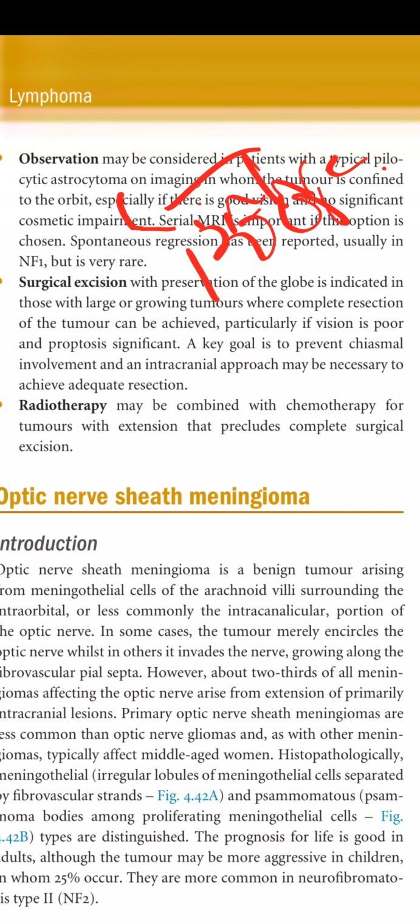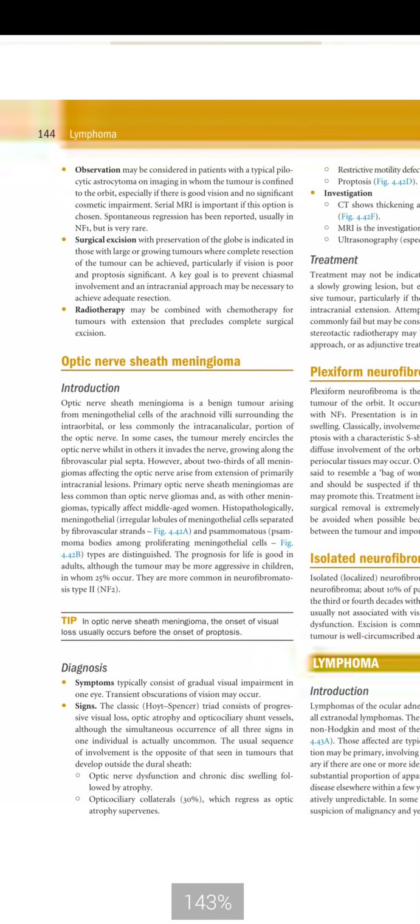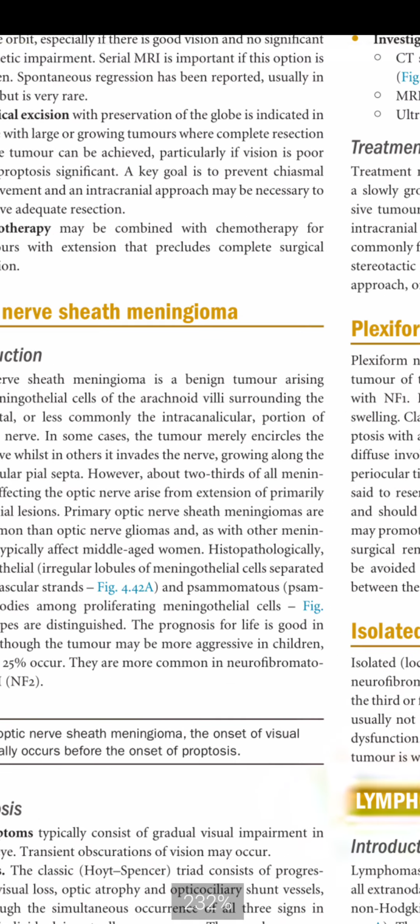Radiotherapy may be combined with chemotherapy for tumor with extension that precludes complete surgical excision, for example if it's spread to the intracranial region. So next is an optic nerve sheath meningioma.